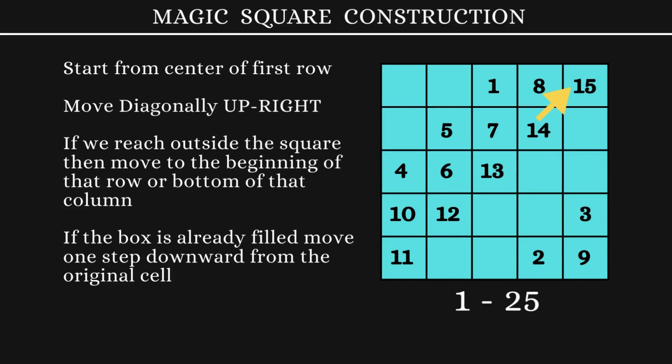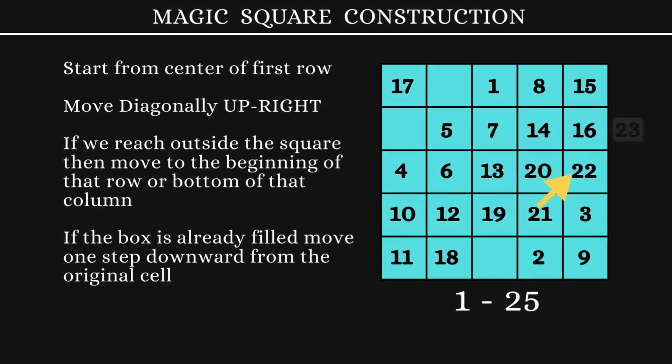Now when you move, it goes outside the magic square and you cannot move to the beginning of the row or the bottom of the column. Here again, we'll move to one step below the grid. 16. 17 is moved to the beginning of the row. 18 comes to the bottom. 19, 20, and since this grid is filled, 21 falls right below 20.